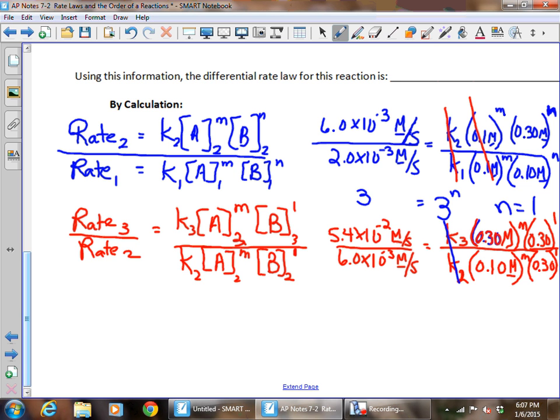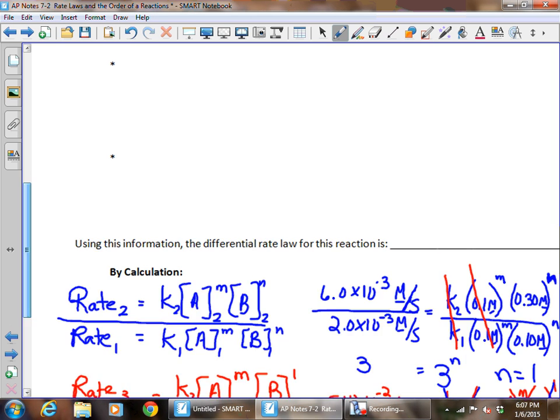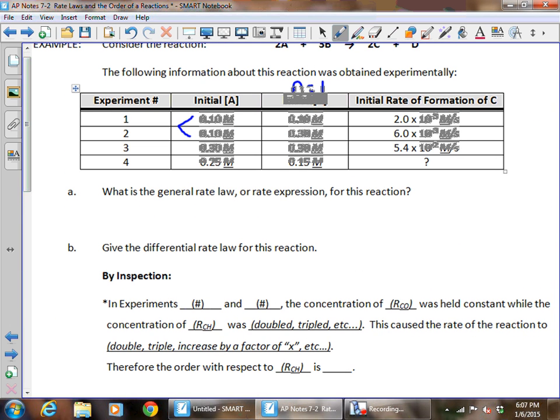Now, in this case, it does go ahead and cancel, but I just want you to make sure and realize that this is what you're going to have to do if one of the reactants is never held constant. So that's going to cancel. You're going to end up with 9 equal to 3 to the m, which means that m is going to have to be 2. So we now know that m is equal to 2.